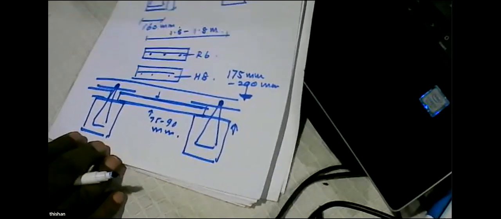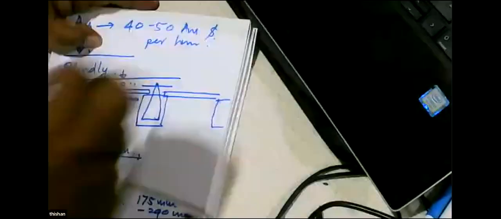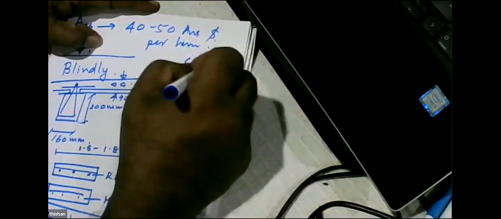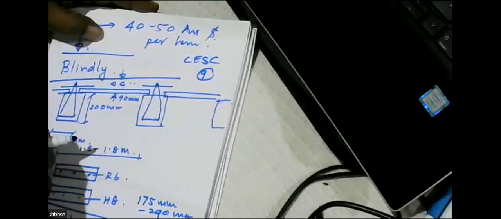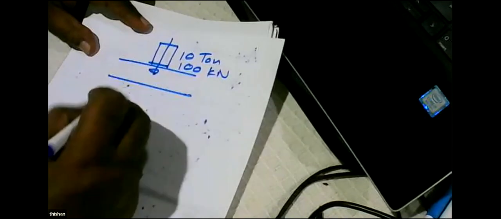And again, this 200 millimeter is a magic number, because when you have a slab as the deck, in British code, we have to design it for a 10 ton load or 100 kilonewton load. So when you have a load of 100 kilonewtons, what can happen is there can be punching shear failure.